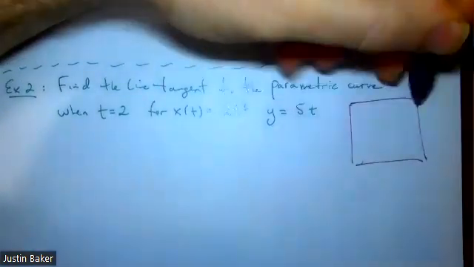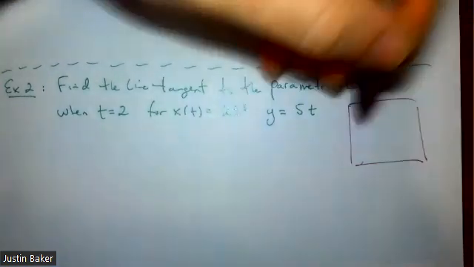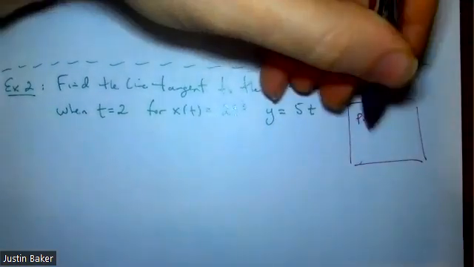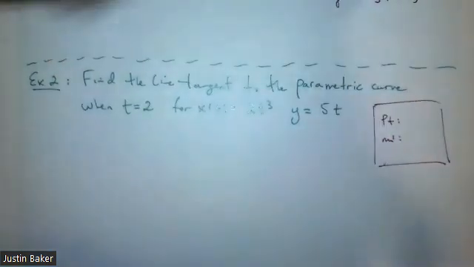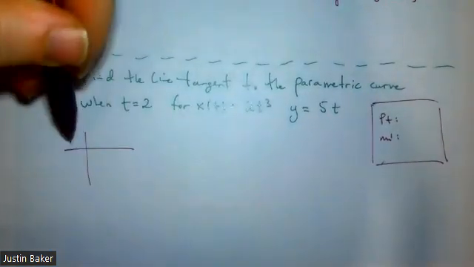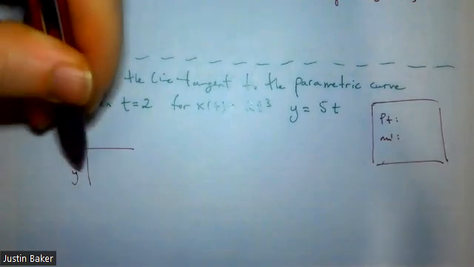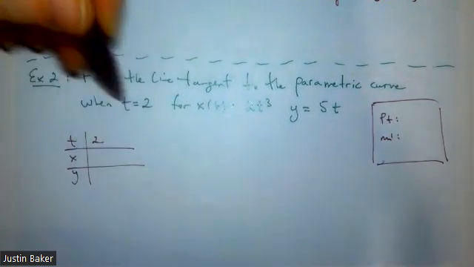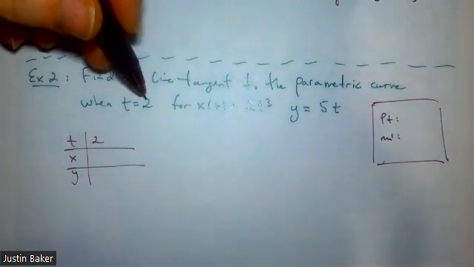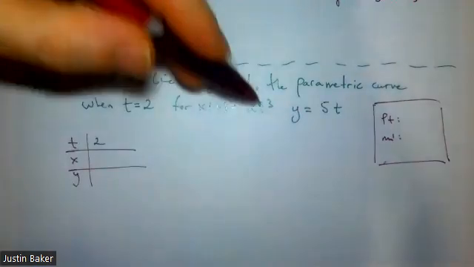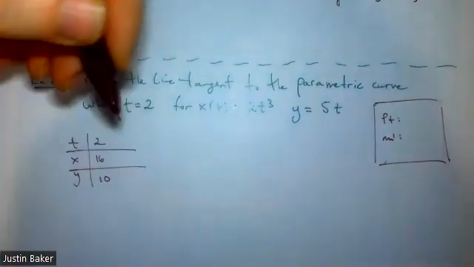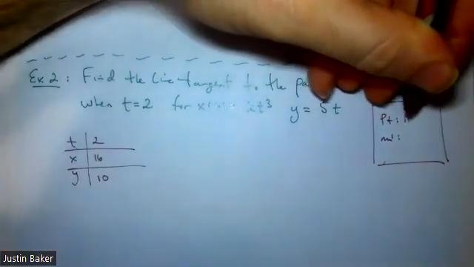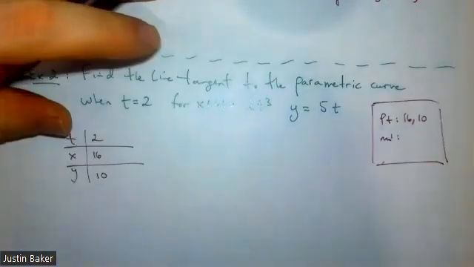All right, so if we're doing a tangent line, we should make a box, and our box is going to have a point and a slope. And whenever I'm doing parametrics, that's just how I do it. I like to go up to the side, make a T, X, Y table, and just map out what we've got. So I see that for t equals 2, that's going to give us 16 for our x, 10 for our y. So that is 16, comma, 10.